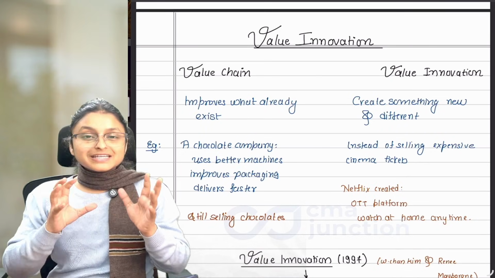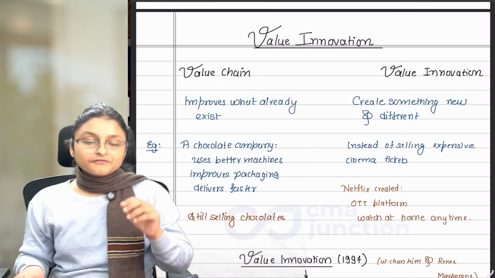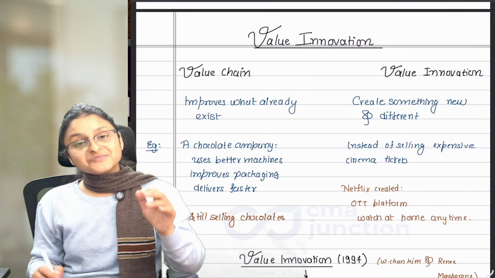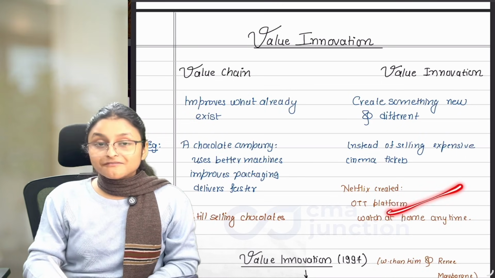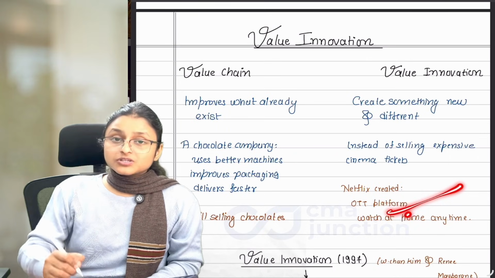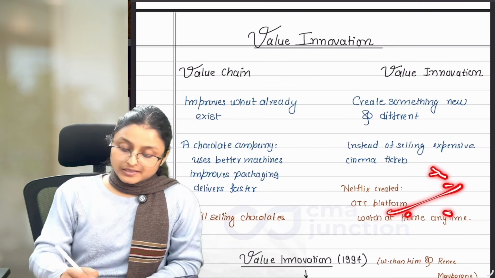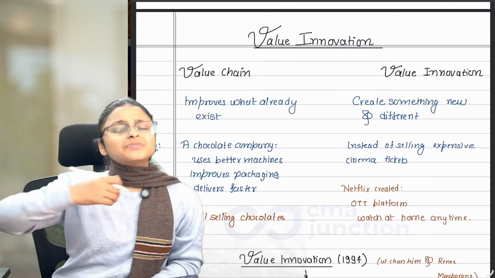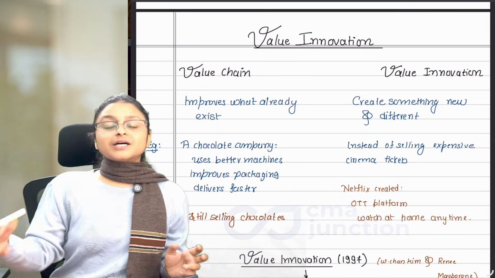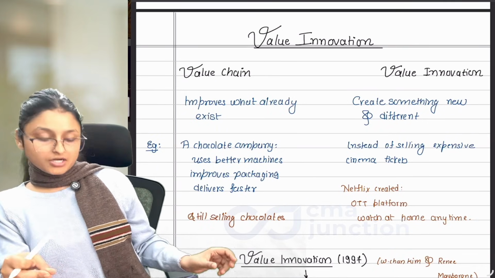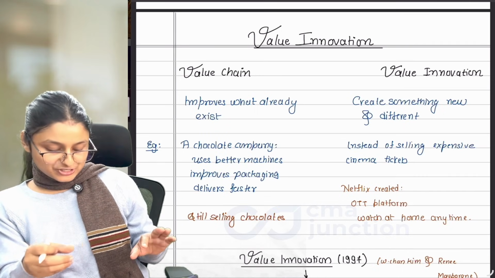So Netflix created this OTT platform where you can watch anything anytime at home. So this was not available at that time. Netflix was the first one to do that, and that is what value innovation is: doing something completely different, making something which is not at all available right now.